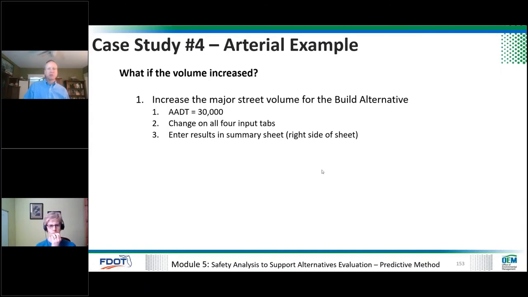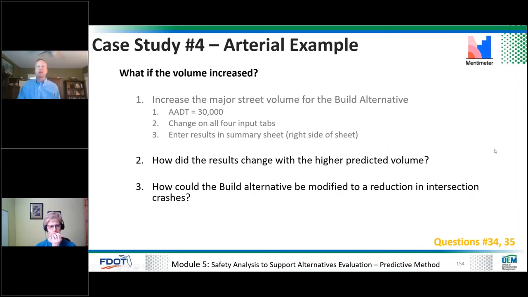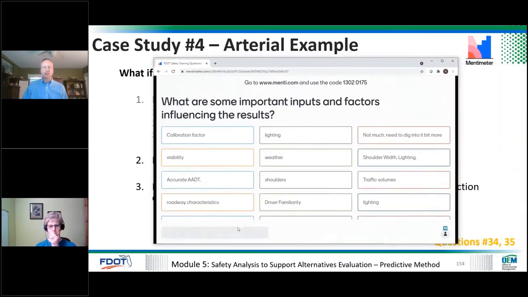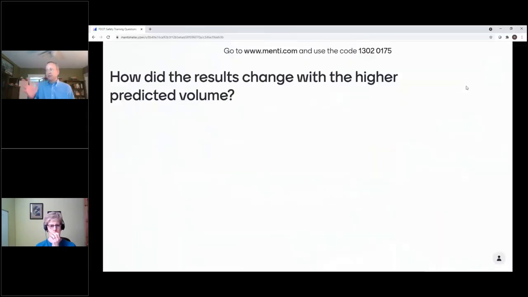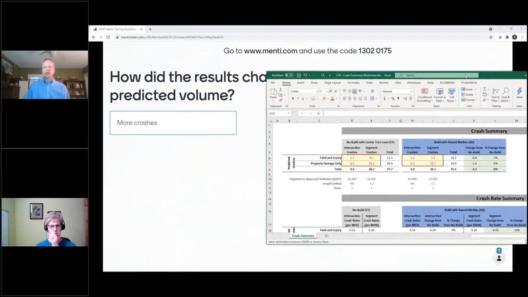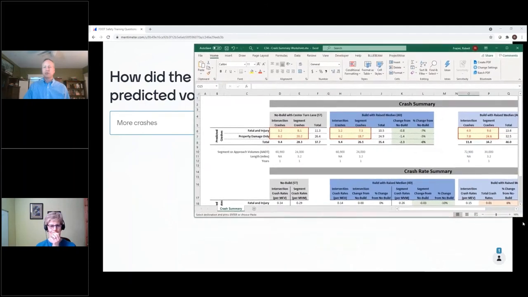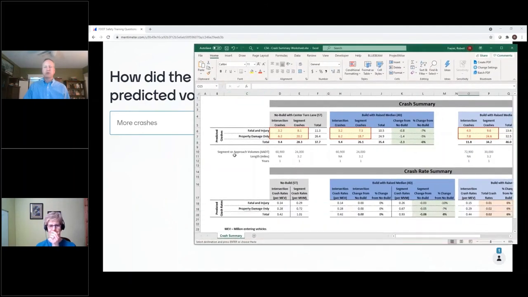So actually I'm going to go ahead and do the next two Mentimeters. So how did the results change, and then how could the build alternative be modified to reduce intersection crashes? So let's go ahead and pull those over and give me your thoughts on that. What do you think the new results are? Again, you've got the data in front of you on your own screen. How do you interpret those results? And if you don't have it in front of you on your screen, you can cheat and look at mine. I'll make it smaller.